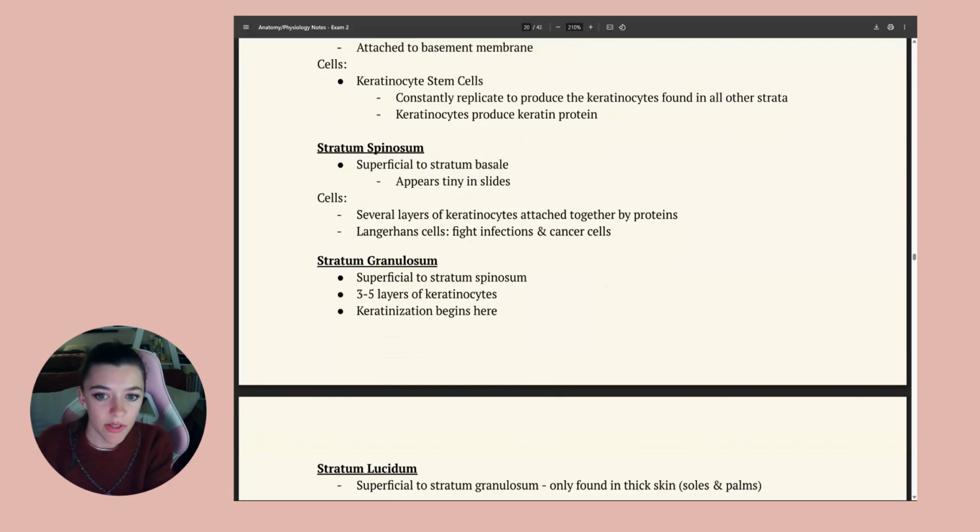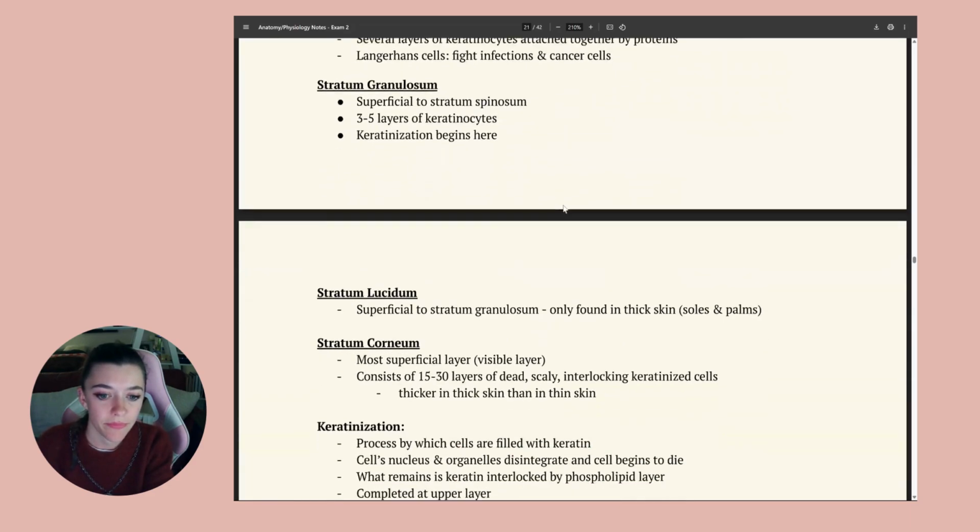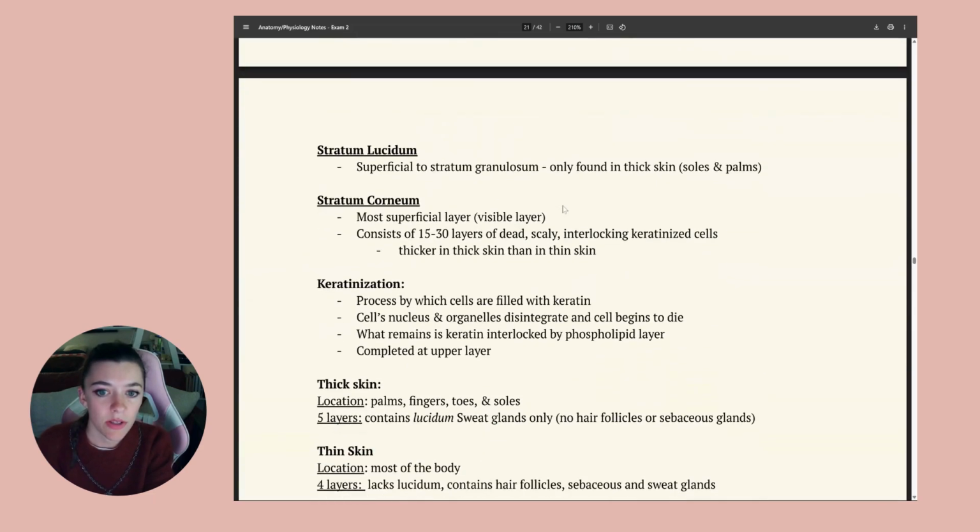Next, your stratum spinosum. Superficial to stratum basale, it appears tiny in slides. There are several layers of keratinocytes attached together by proteins, and Langerhans cells, which fight infections and cancer cells. Stratum granulosum is superficial to the stratum spinosum. It has 3 to 5 layers of keratinocytes, and keratinization begins here. Stratum lucidum is superficial to stratum granulosum and only found in thick skin.